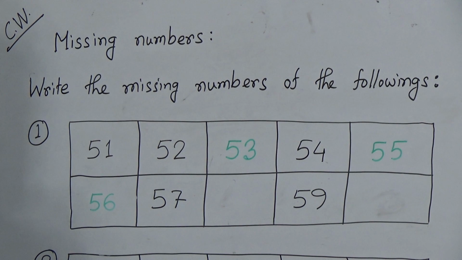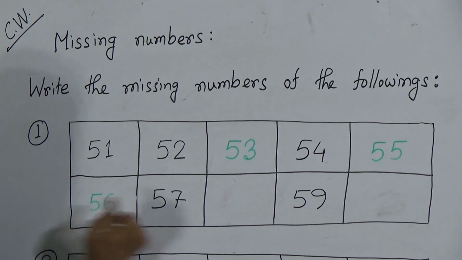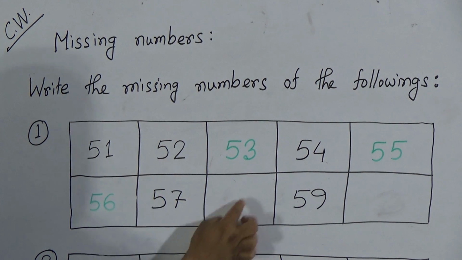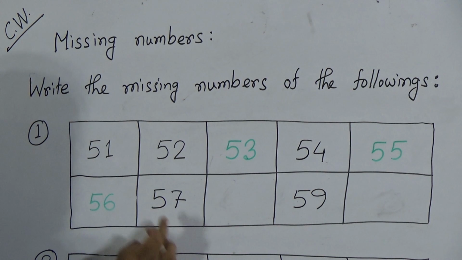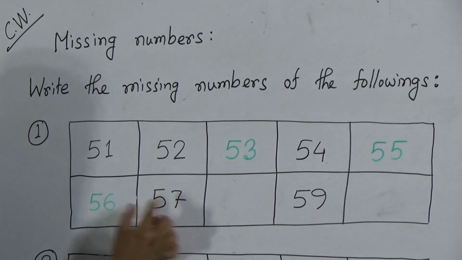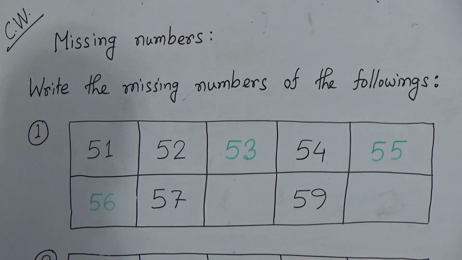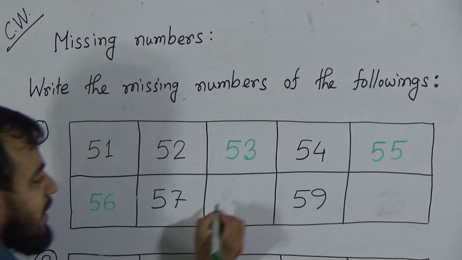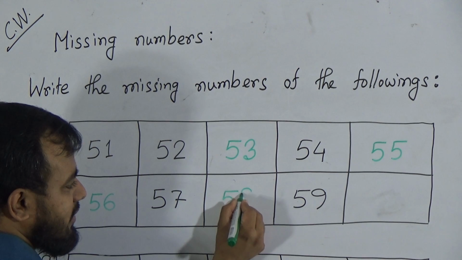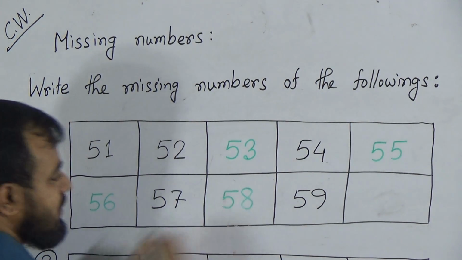Now my dear students, after 56, the number that comes is 57, which is given. Right? So we need to fill up the next blank, which comes after 57. That means after 57, which number comes, we need to write down in this box. And we know that after 57, the number that comes is 58. My dear students, 58 is 5 and 8, 58.